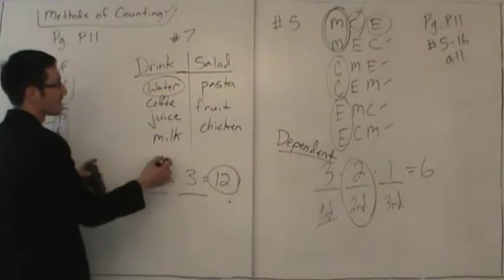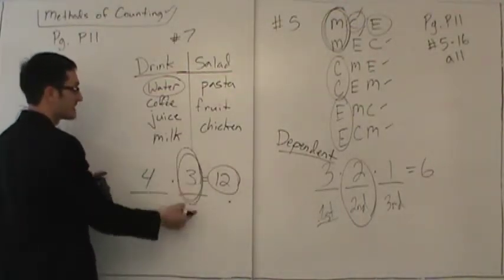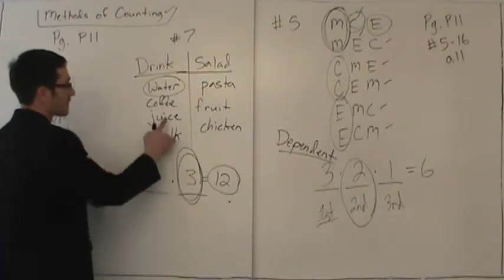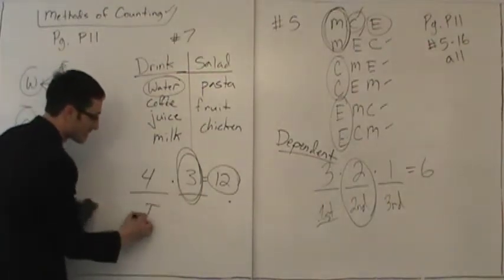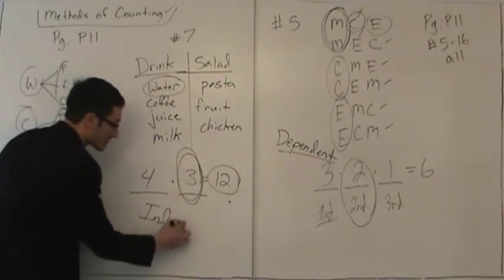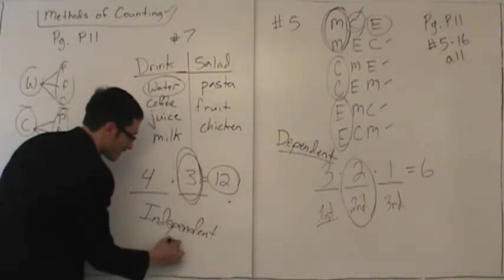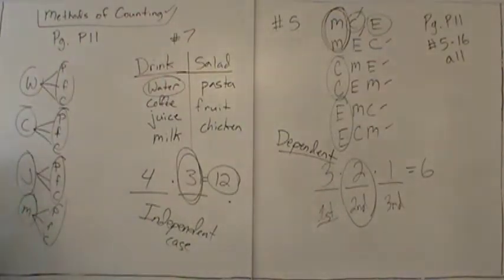Now, question: we have 3 choices for salad, did our choice for salad depend on what we chose for drink? No. If we chose a drink, for instance, juice, did we still have 3 options for salad? Yes, this is independent. These are independent categories.